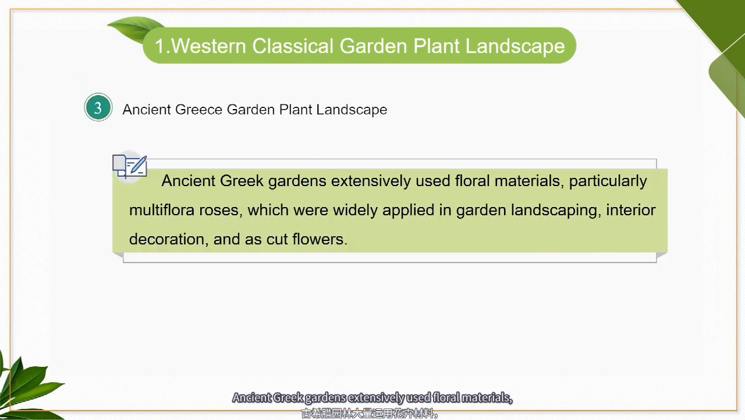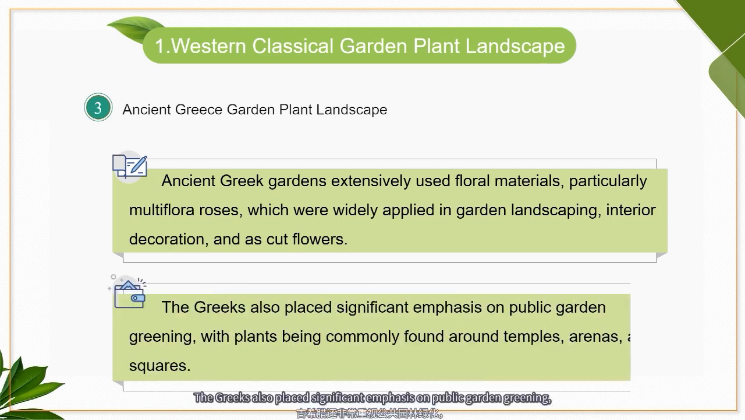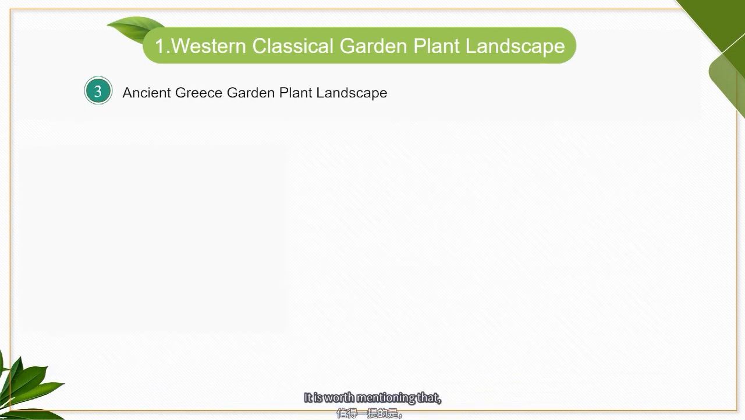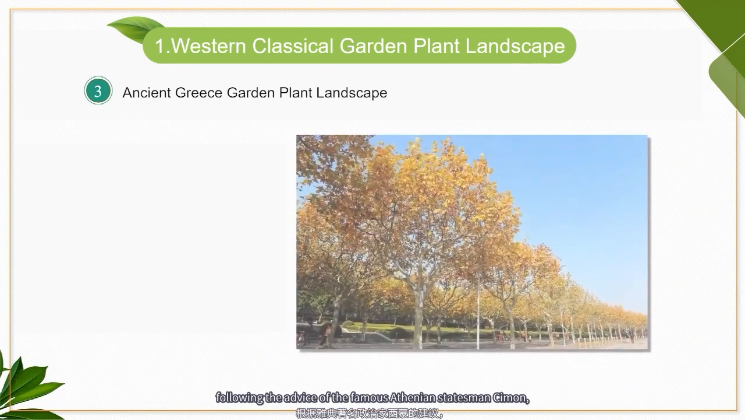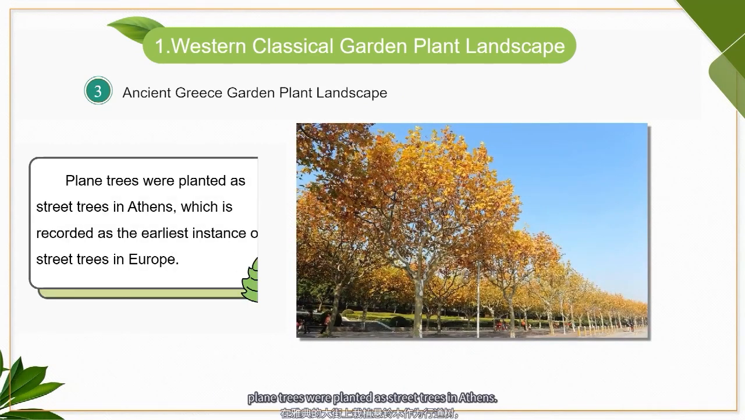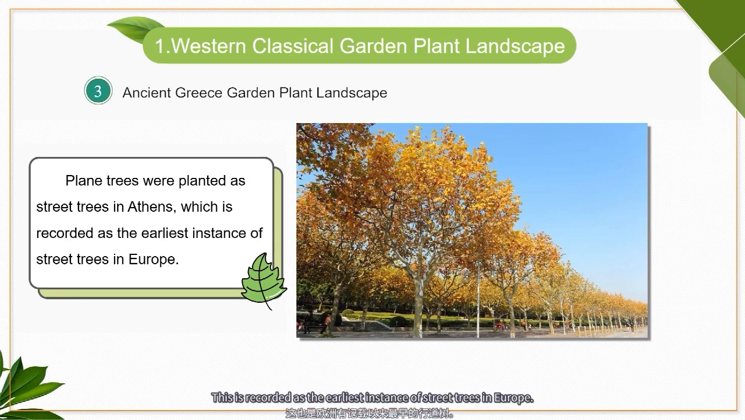Ancient Greek gardens extensively used floral materials, particularly multiflora roses, which were widely applied in garden landscaping, interior decoration, and as cut flowers. The Greeks also placed significant emphasis on public garden greening, with plants being commonly found around temples, arenas, and squares. It is worth mentioning that, following the advice of the famous Athenian statesman Cimon, plane trees were planted as street trees in Athens. This is recorded as the earliest instance of street trees in Europe.